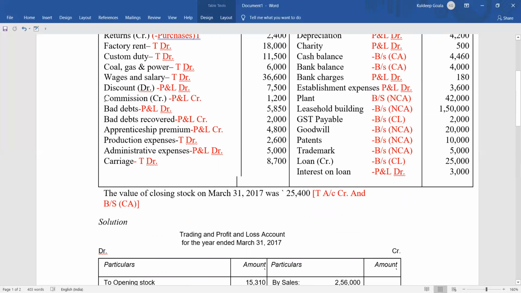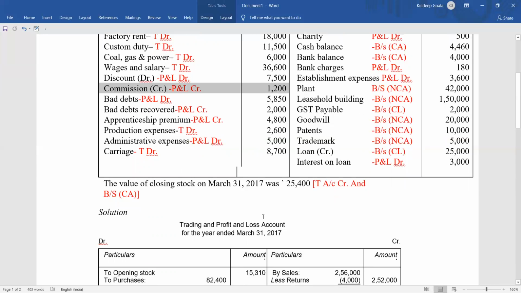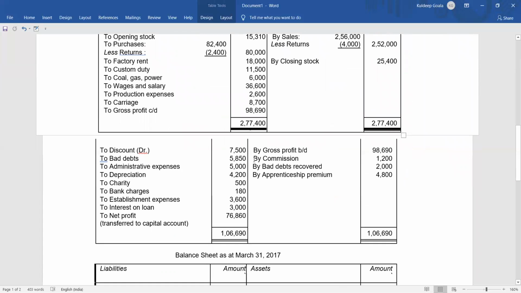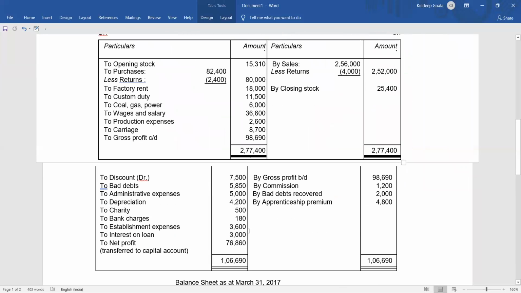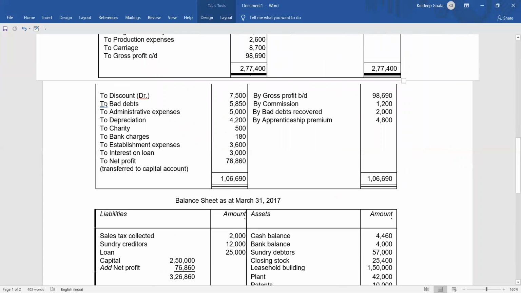Let's see what is after that. The discount is followed with commission in the credit side of 1,200. It will come in the profit and loss credit side. So it will go as by commission 1,200 on the credit side. Clear? Now let's see what is the next item. After commission, we have got bad debt debit side 5,850. So it will come in the profit and loss account debit side as to bad debt 5,850.